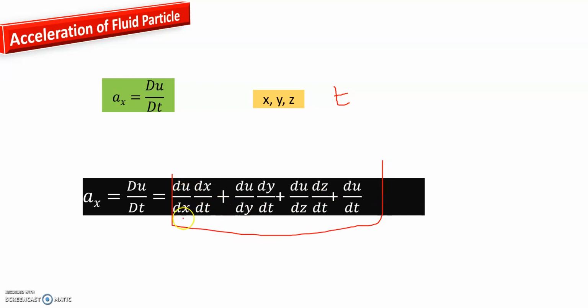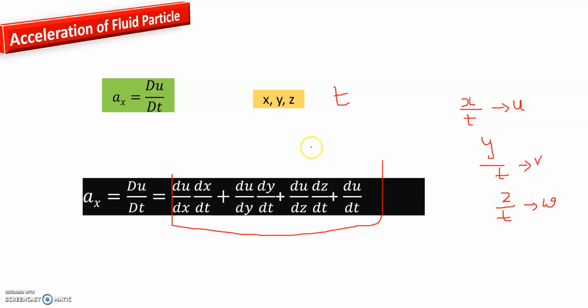Keep du by dx as such. What is dx by dt? x is displacement in horizontal direction divided by t. Horizontal displacement by time is small u. Now what is y by t? That is vertical direction, right? y by t is vertical displacement by time. So this is small v. Similarly, what is z by t? z by t is w.